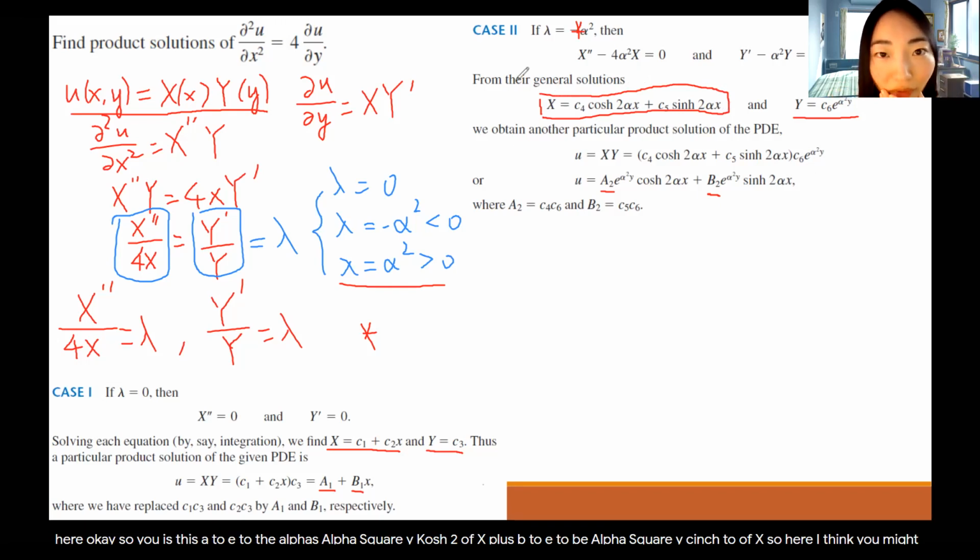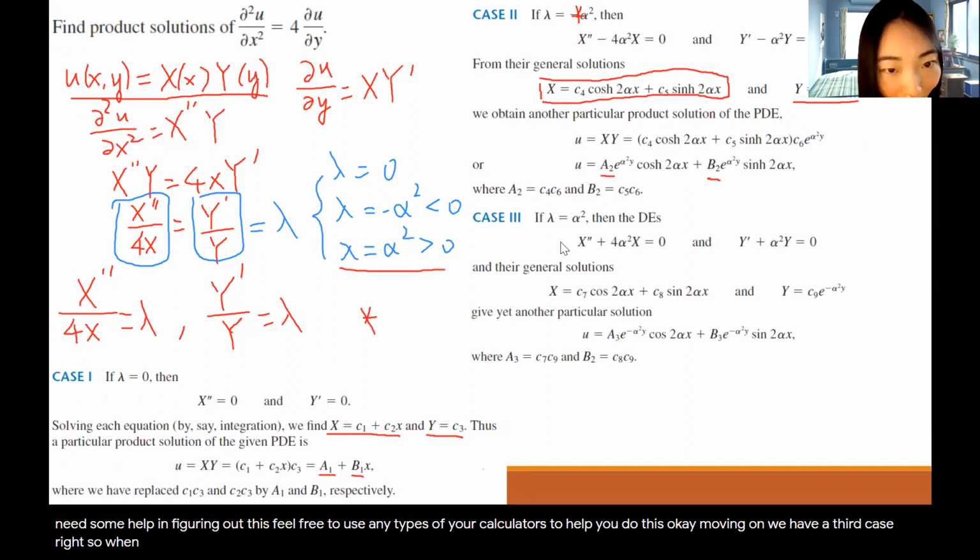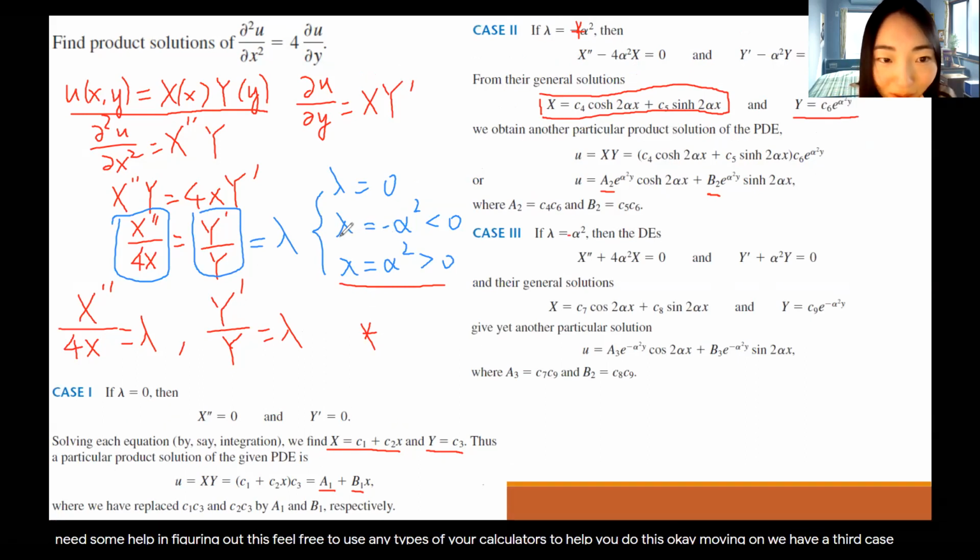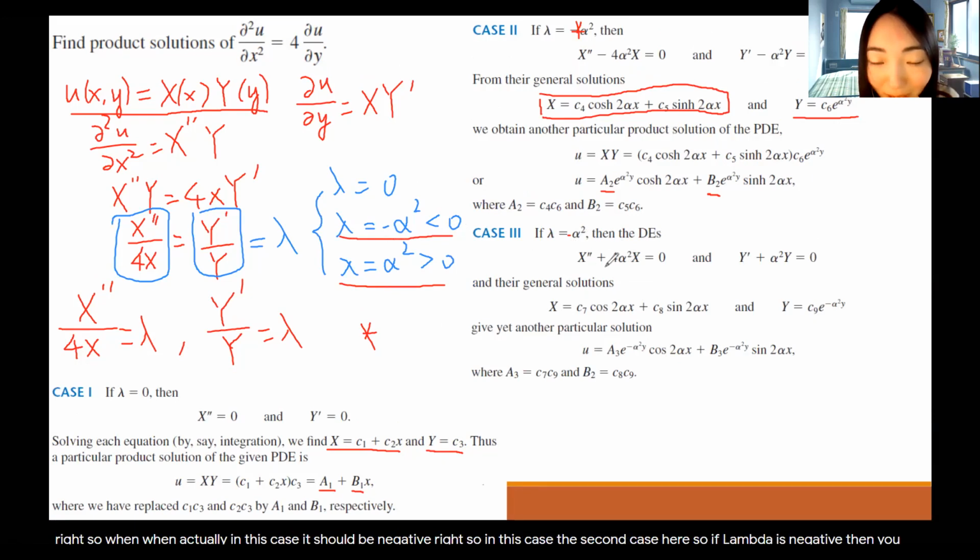Okay, moving on, we have a third case. Actually, in this case, it should be negative, right? So in this case, the second case here, if lambda is negative, then you plug into this and you will have x double prime plus 4 times alpha square x, and then y prime plus alpha square y equals 0.